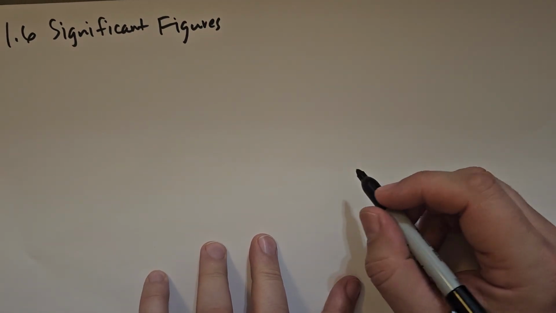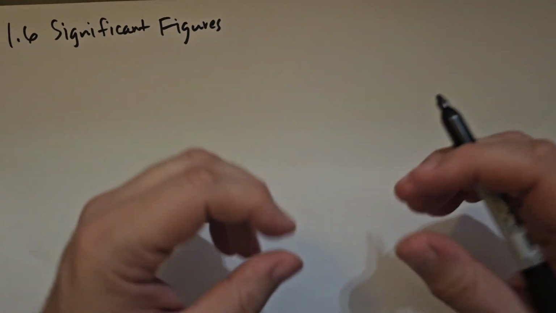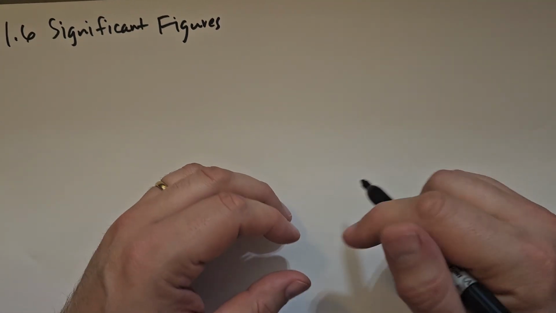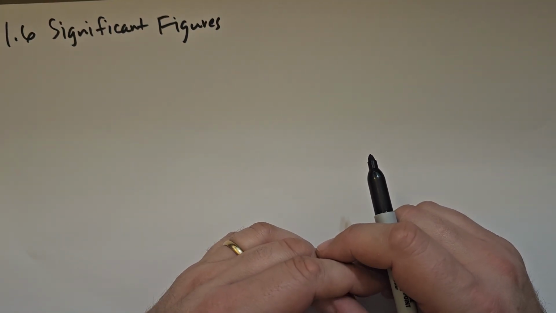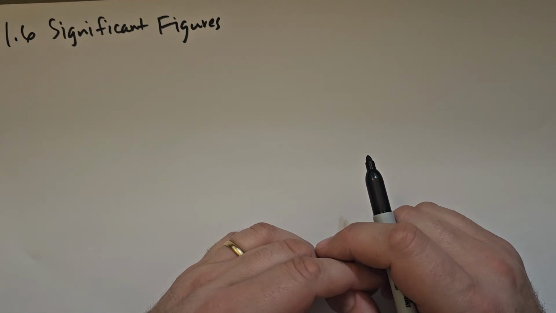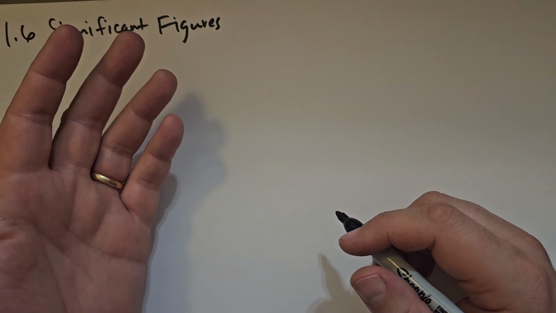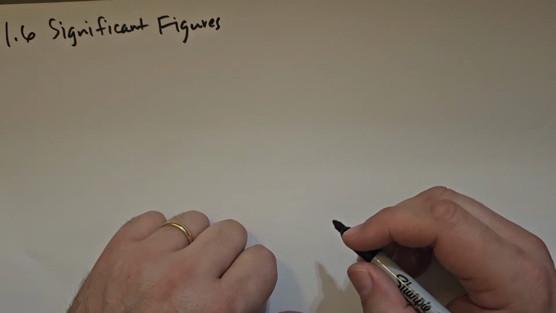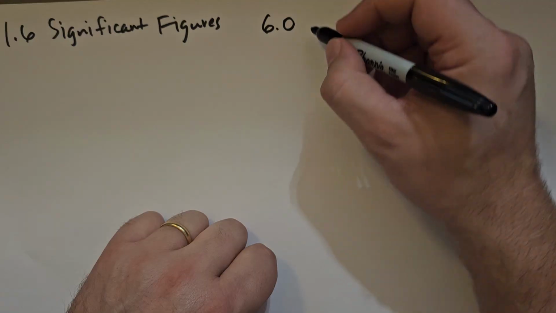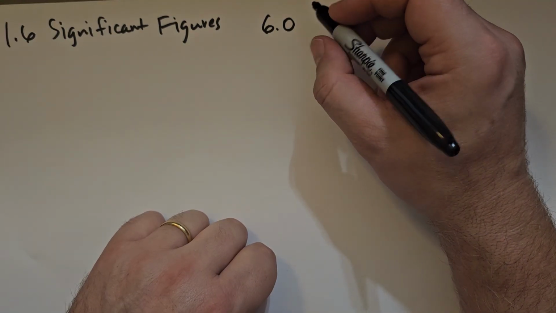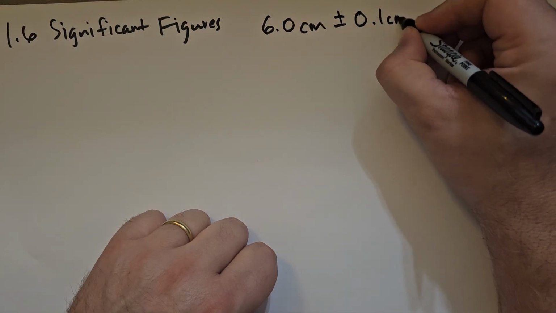Suppose we're asked to measure the radius of a CD using a meter stick, right? A meter stick is a meter long, and it doesn't have very precise tick marks. So we put the CD on the meter stick, and we're not really able to see exactly how many millimeters wide it is, but we measure, let's say, 6.0 centimeters. And it could be plus or minus 0.1 centimeters, right?